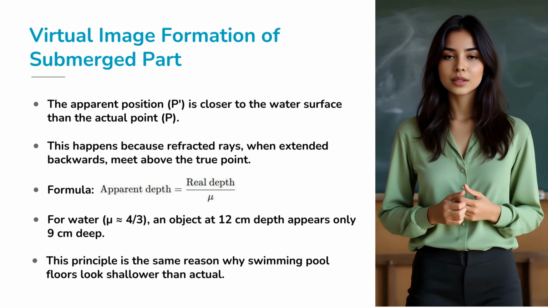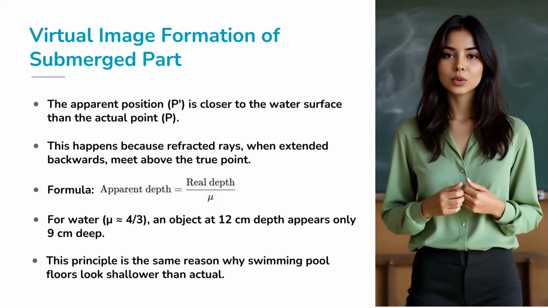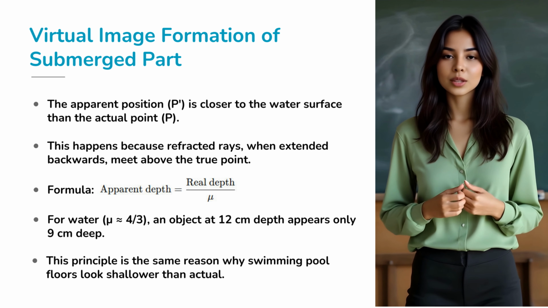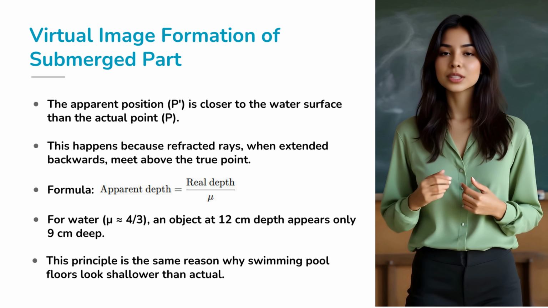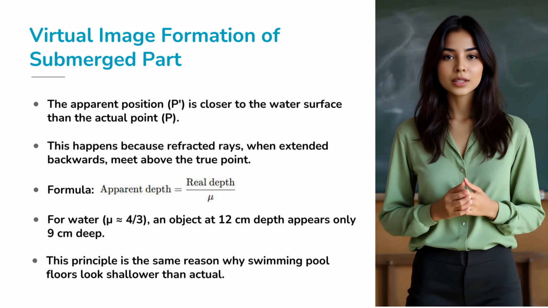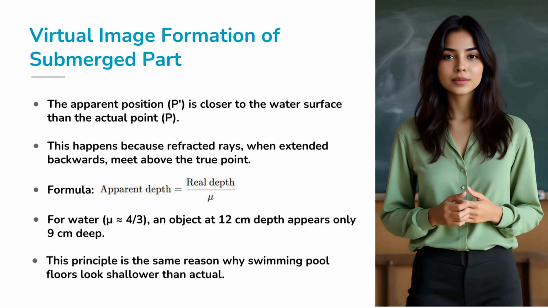For example, the refractive index of water is 4/3. So, if an object is placed at a real depth of 12 centimeters, it will appear at only 9 centimeters depth to an observer in air. This is exactly why the floor of a swimming pool looks much shallower than it actually is.